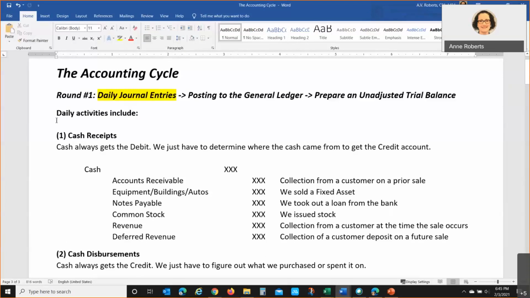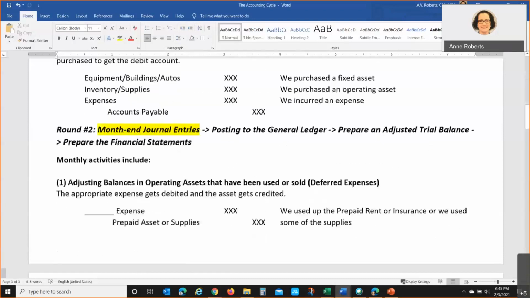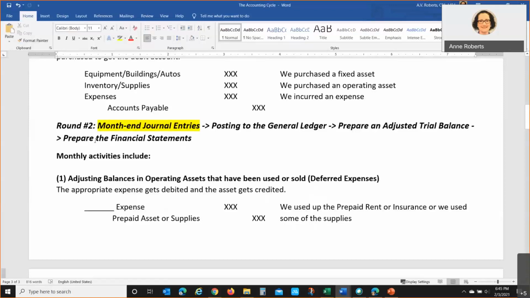Keep in mind, let's stay in the big picture here for just 1 minute. The accounting cycle has 3 rounds to it. You've got daily journal entries, posting those daily journal entries, and then preparing an unadjusted trial balance. This happens on a daily basis, day in and day out. It's the only thing that happens. Then we've got round 2.